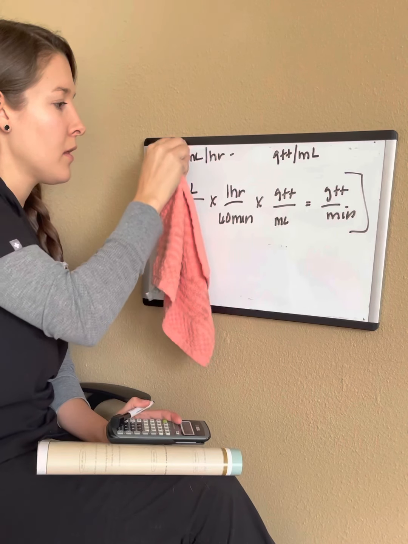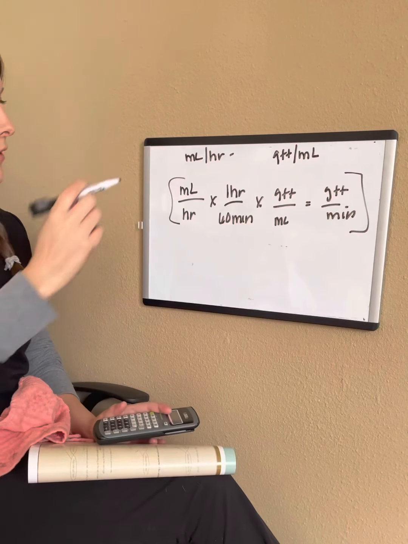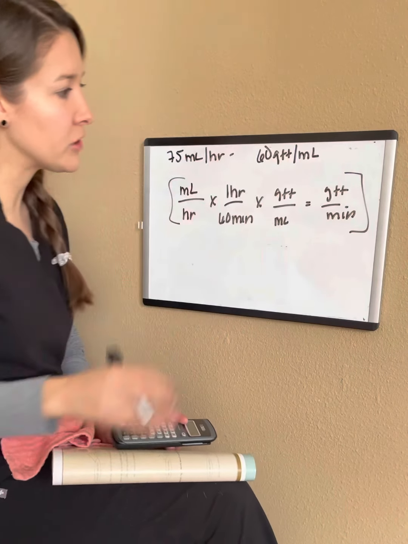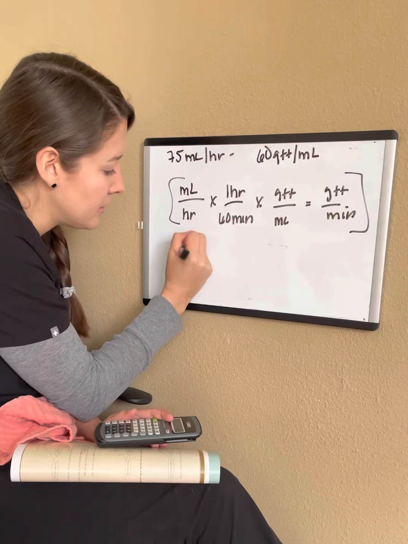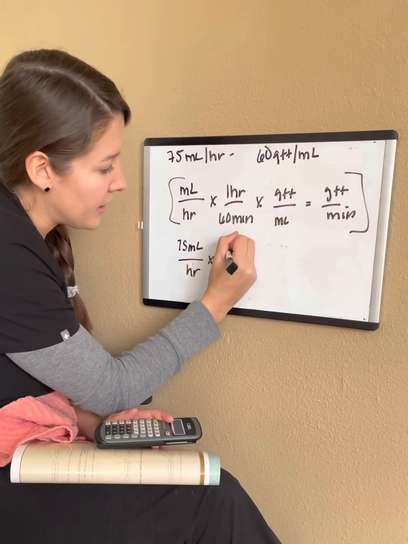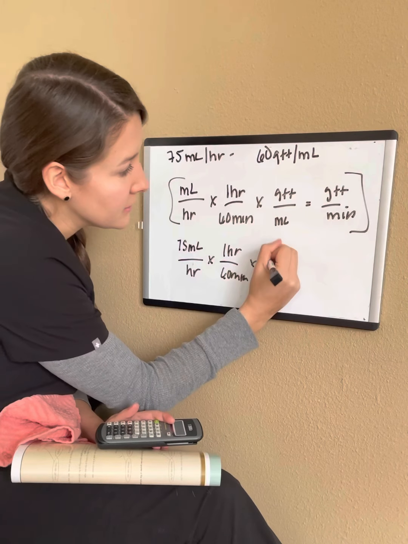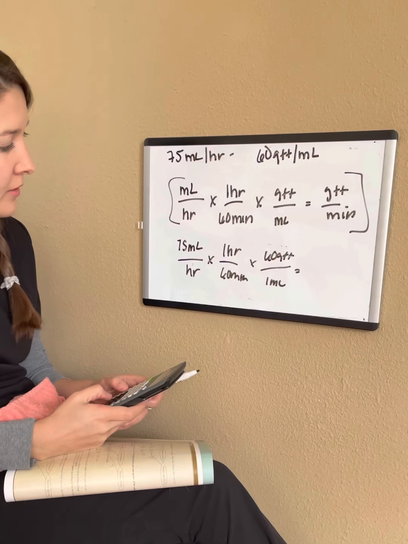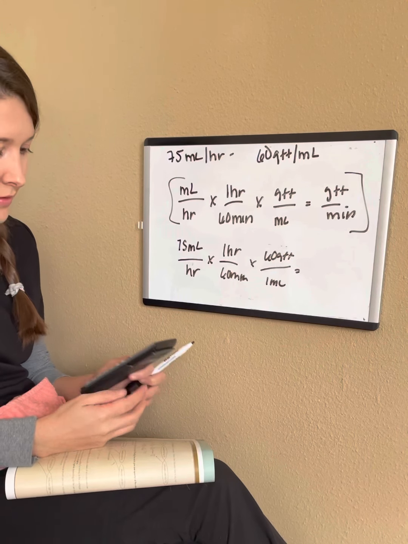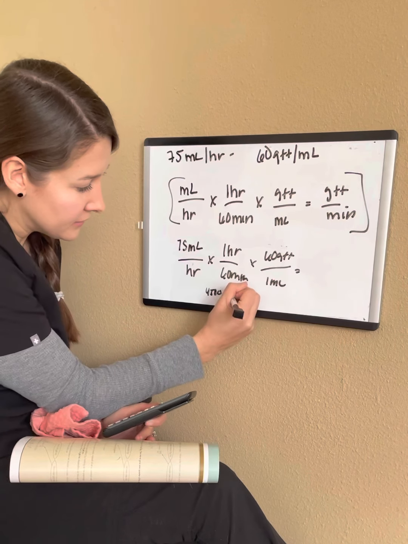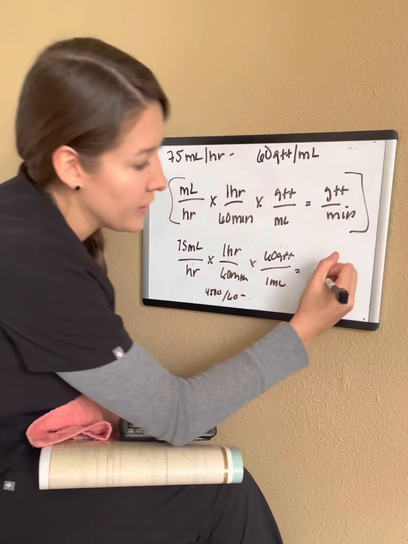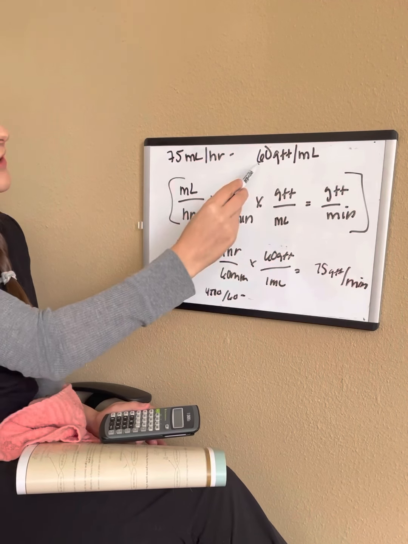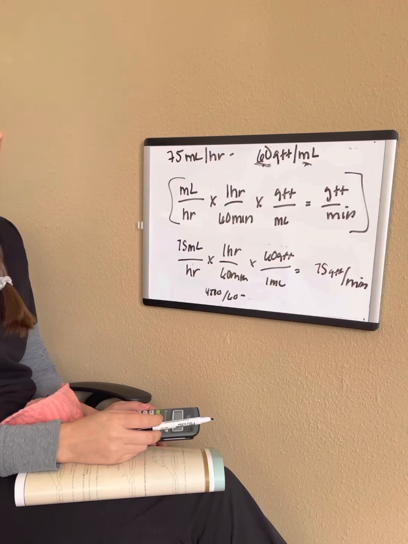Let's say, let's do, I don't know, what do you want to do? 75 mils an hour. That's less, so we'd be using a micro drip set, okay? So 75 mils per hour times 1 hour over 60 minutes times 60 drops per 1 mil. All right, so again, multiplying the top, 75 times 60, that's 4,500 divided by 60, getting 75 drops per minute. All right. You can see this one has more drops per mil, so kind of makes sense. So easy peasy.